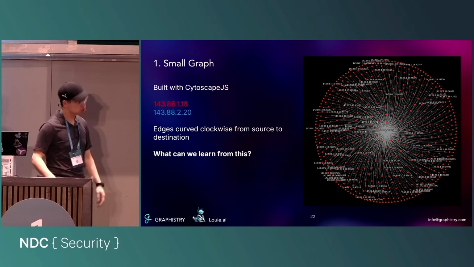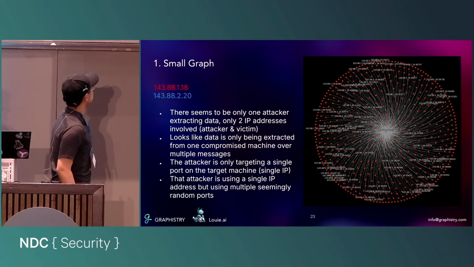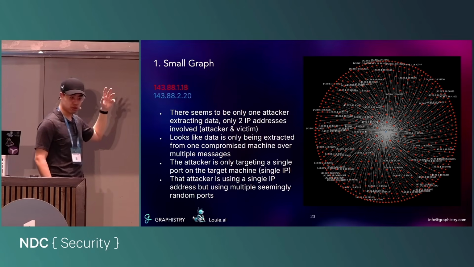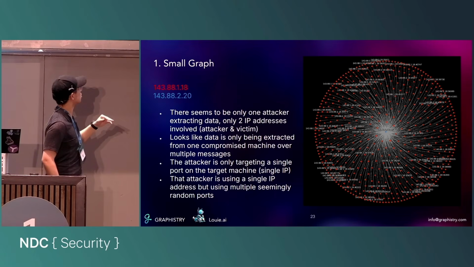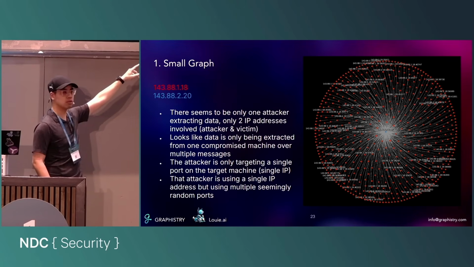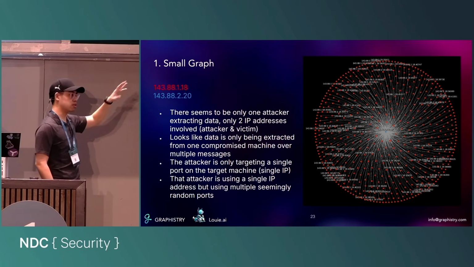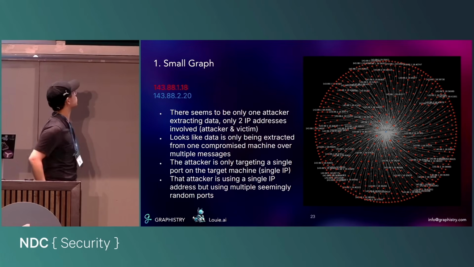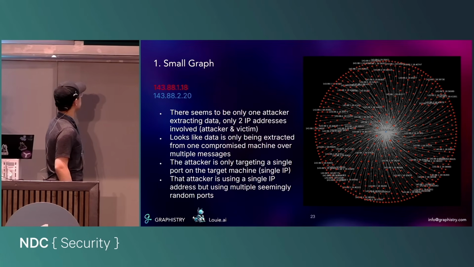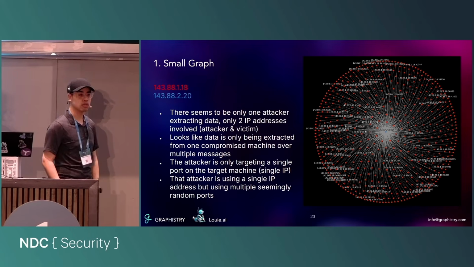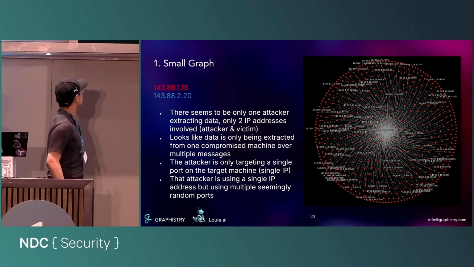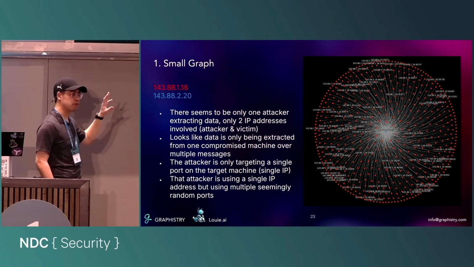So what can we learn from this? We've only got two IP addresses involved. Looks like data is only being extracted from one compromised machine, which is the blue one in the middle, to another machine, which is all the red ones. And the red one's using lots of different ports. That's why you see a big cloud around it. And the attacker is only targeting a single port on the target machine. That's good to know. You can read all of this from this one picture, which is kind of interesting.